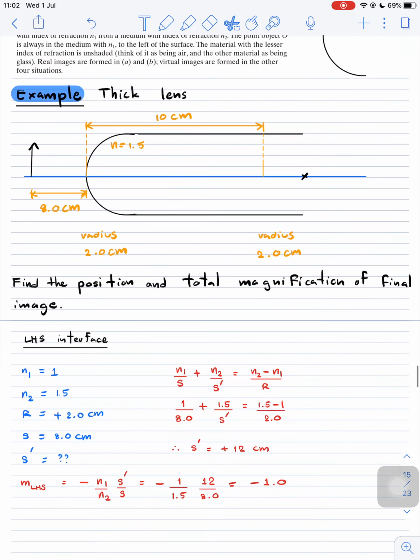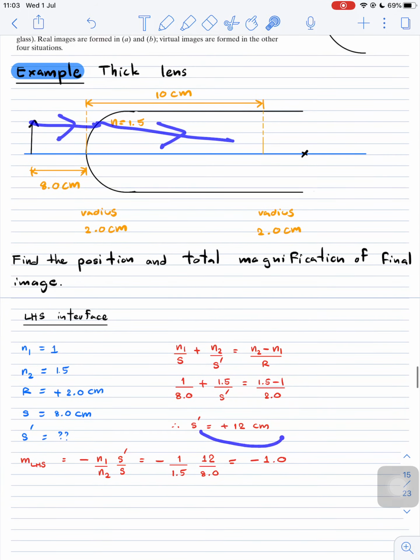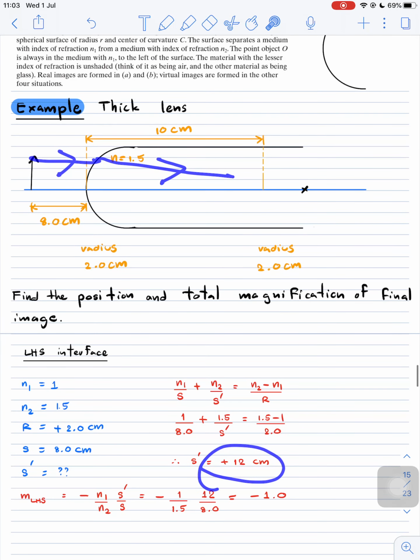So we say that the image should be on the same side as the refracted ray on the first interface here. The refracted ray is on the right hand side, because the light coming here will be the incident light and then refracted into this direction. So this will be the refracted ray. Then we can get that s' equals 12 centimeter. So this will be the distance from the vertex, equal to 12 centimeter.